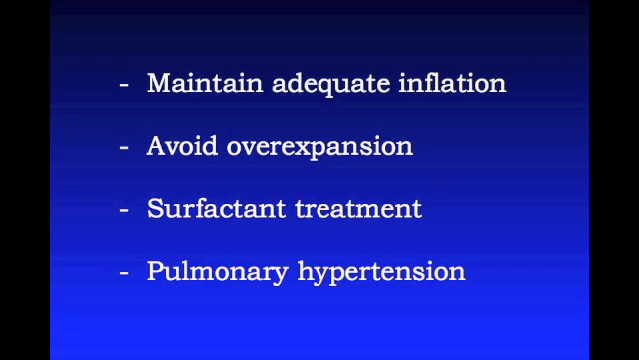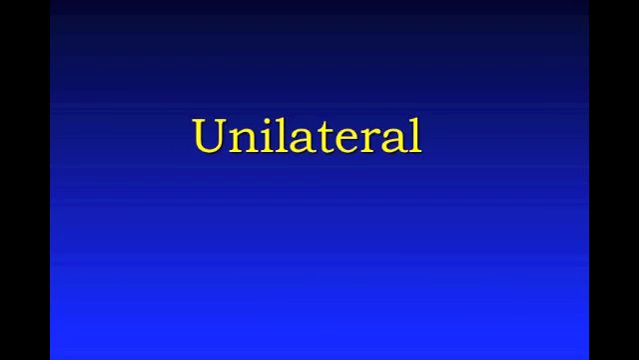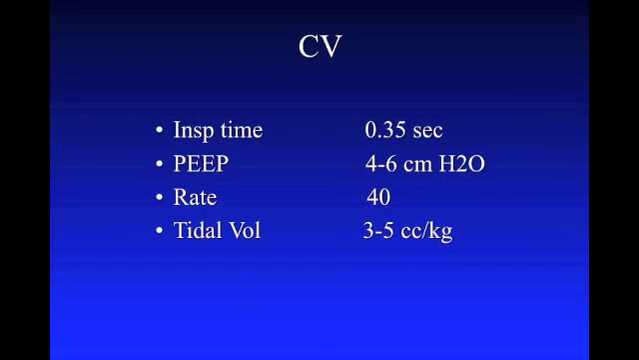And the preterm babies obviously need surfactant. Many of these babies will have significant pulmonary hypertension, which needs to be dealt with by the various treatments that we have. From a unilateral standpoint, this one's pretty easy because it's almost always a diaphragmatic hernia.